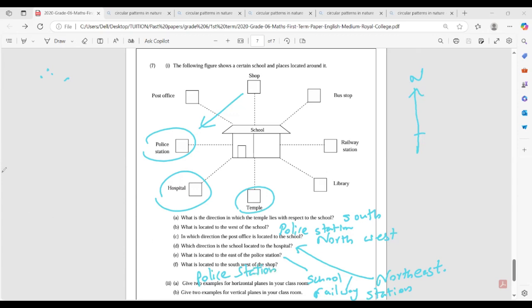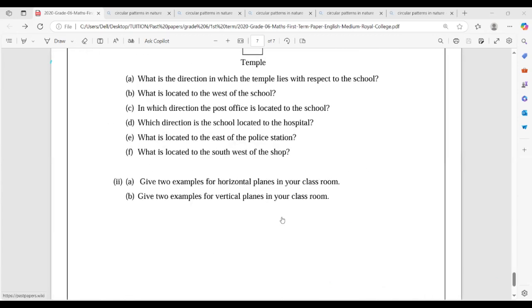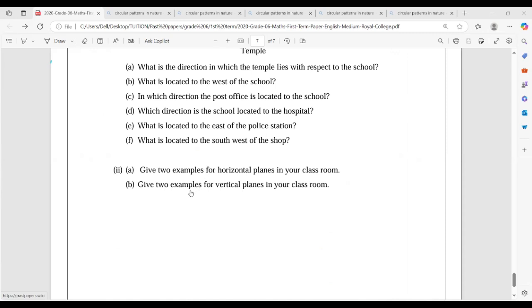I hope you understand this. So if you have any doubts, just refer to the exercises in your book and also the solved questions, solved problems. I want you to practice this. Two examples for horizontal planes in the classroom: you can see the floor, horizontal floor, and the top surface of the table. These are two examples.